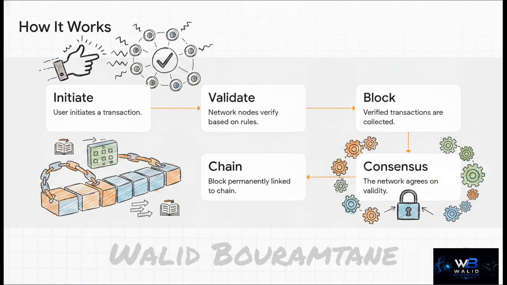Third, once it's verified, this transaction is collected alongside a bunch of others into a brand new block. Fourth, the network uses a consensus mechanism to agree that this block is completely valid. And finally, step 5, the block is permanently linked to the chain. At this point, every participant updates their copy of the ledger. The whole shebang is a completely transparent and immutable history.